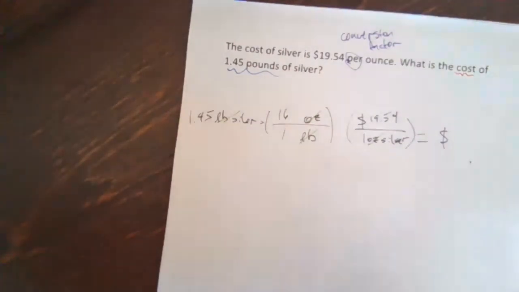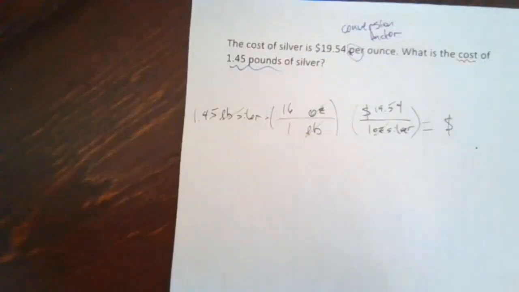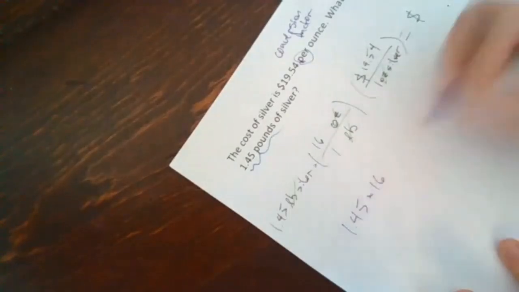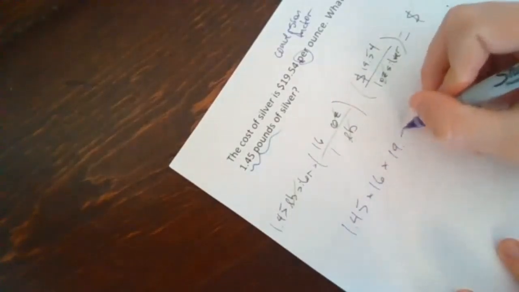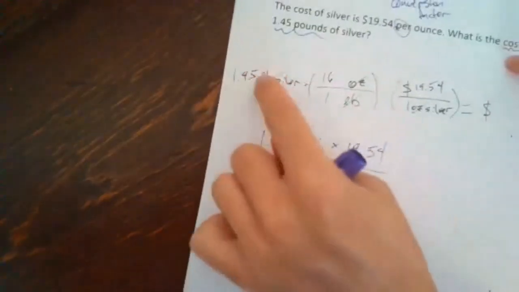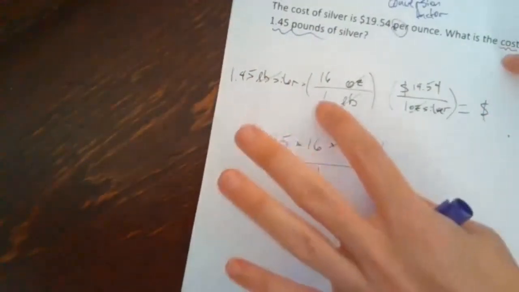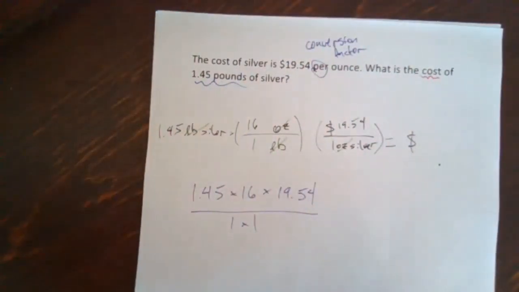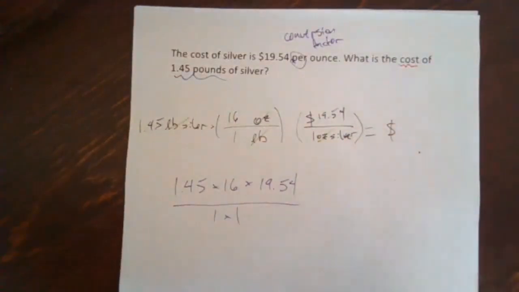And so we can do our multiplication in a more complicated one like this. We'll write out the actual arithmetic: it's 1.45 times 16 times 19.54 divided by 1 times 1. So this is multiplied by all the numbers across the top, divided by all the numbers on the bottom. So we can do that arithmetic and we'll get an answer.